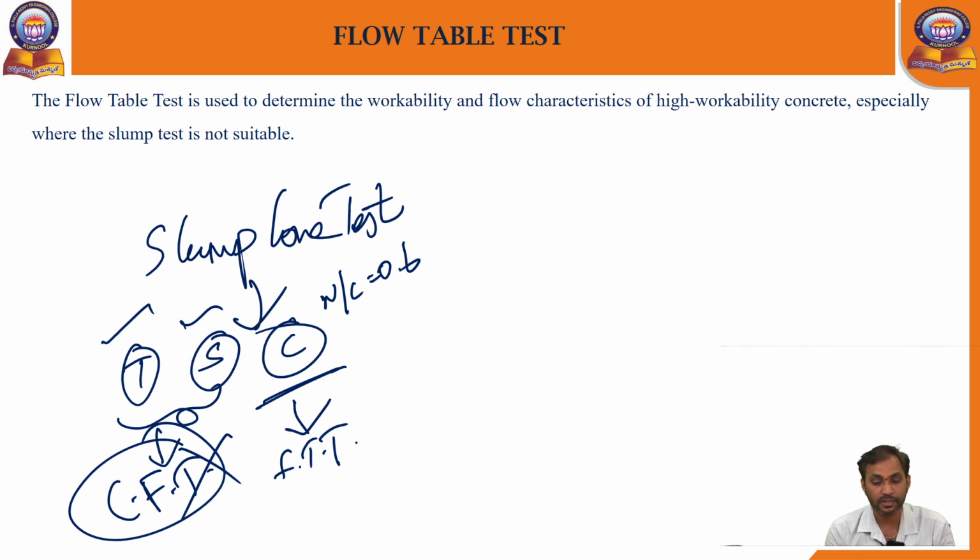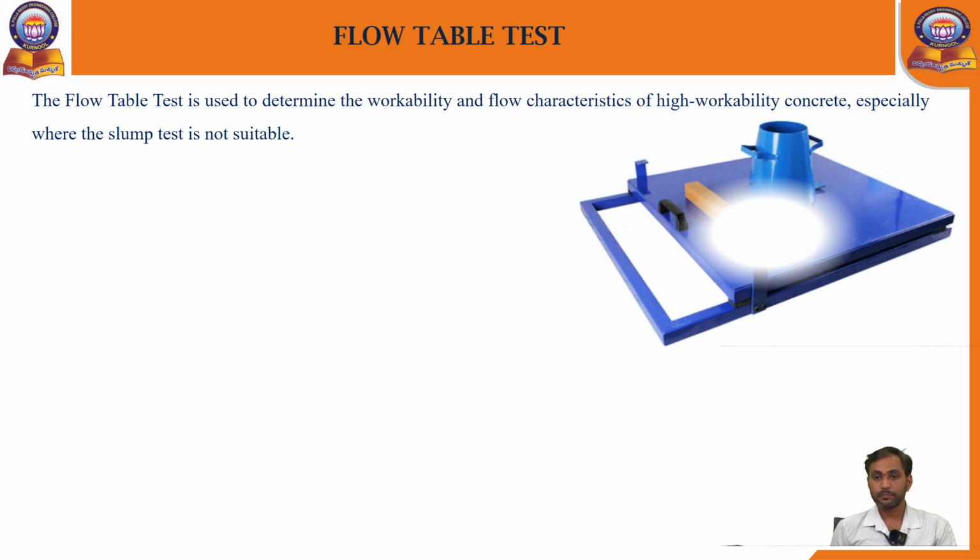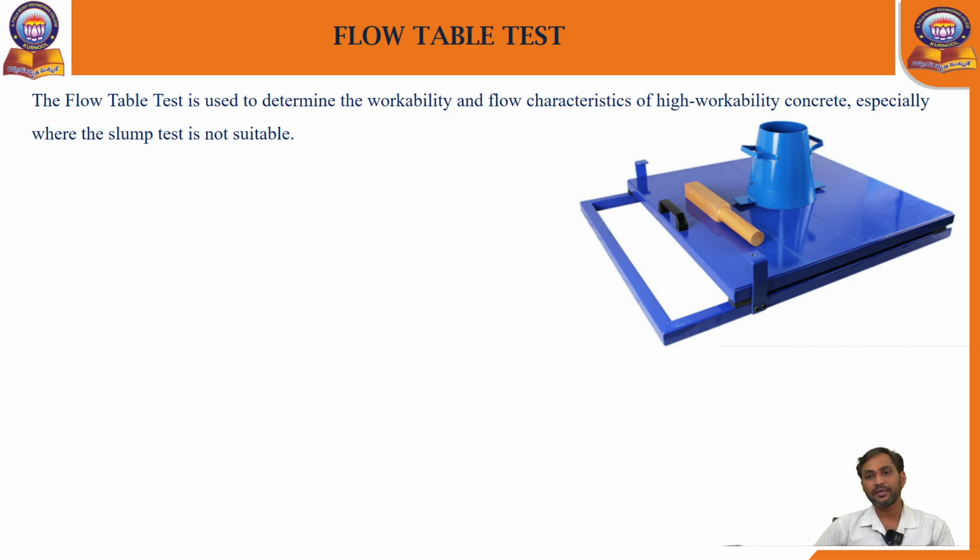Now you see, the flow table test is used to determine the workability and flow characteristics of high workability concrete, especially where the slump test is not suitable. Okay, done. What are the apparatus we need? Flow table and slump cone.